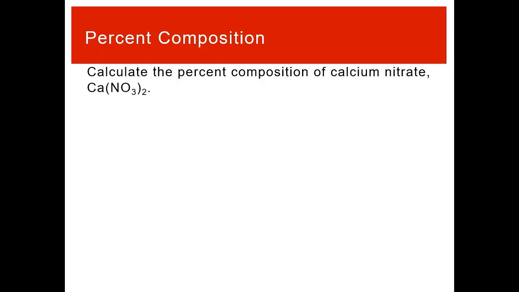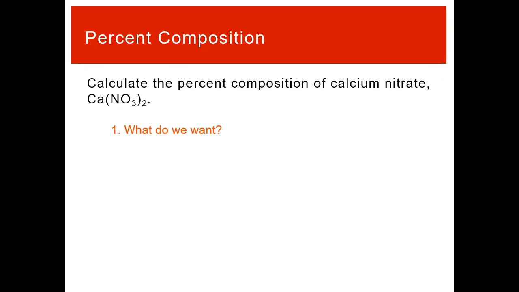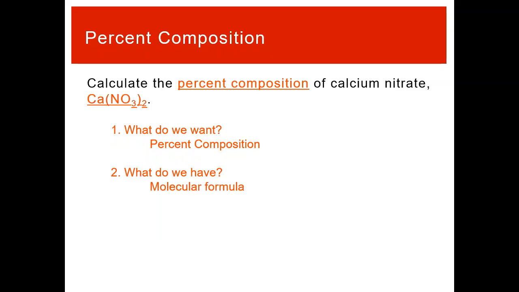So let's work through an example of how we calculate this, just to get some context for it. Calculate the percent composition of calcium nitrate. I've got my formula there, Ca(NO3)2. Just like everything else, we can always start with asking what do we want? In this case, it is percent composition. What do we have? A molecular formula. Percent composition is always a description of a compound, and we need the formula of that compound.